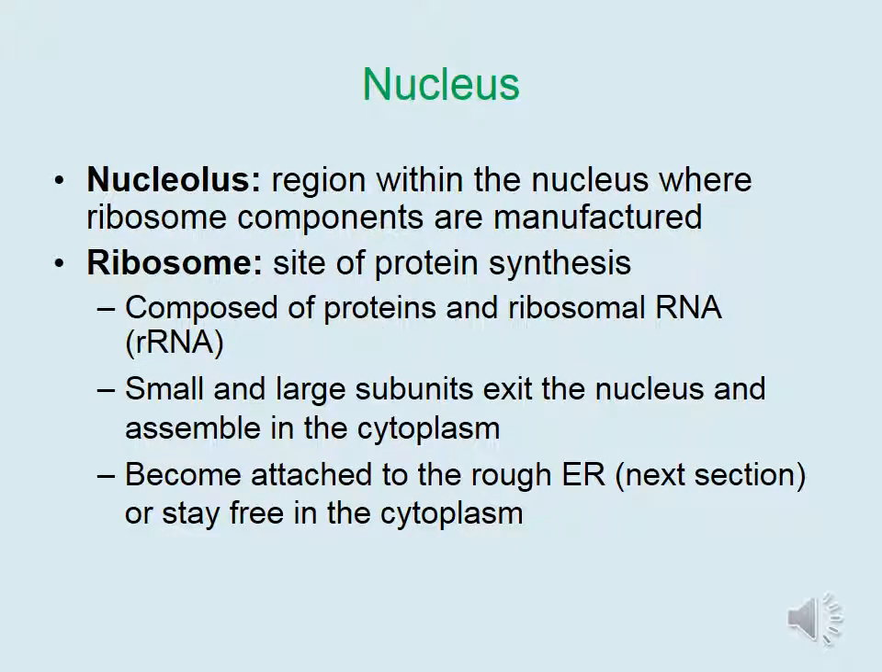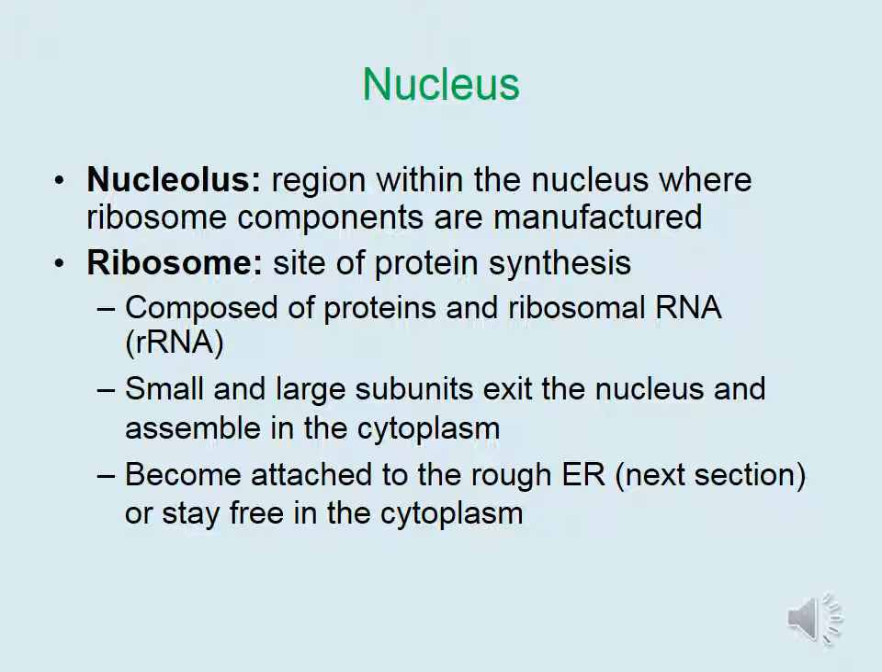Within the nucleus is a specialized region called the nucleolus, where the components of ribosomes are manufactured. Ribosomes are the site of protein synthesis, and they are composed of proteins and ribosomal RNA, referred to as rRNA. Ribosomes consist of small and large subunits that, once they are manufactured within the nucleolus, exit the nucleus and are assembled in the cytoplasm to make proteins.